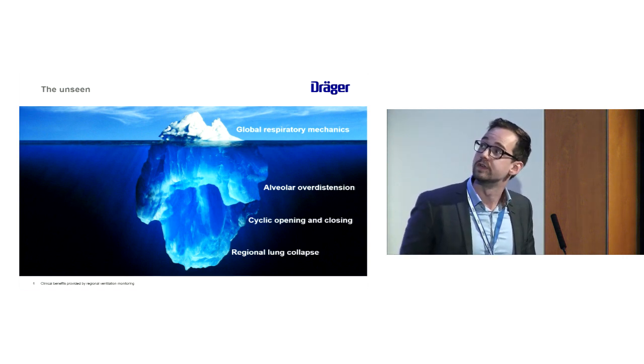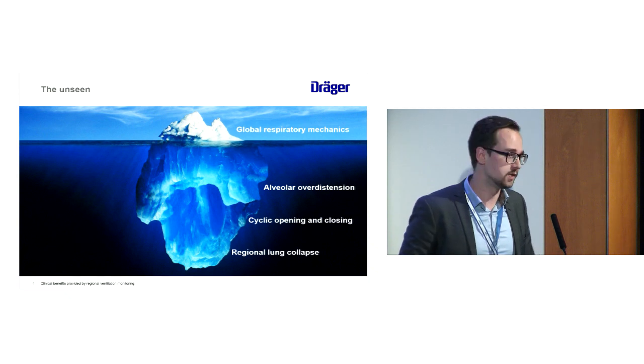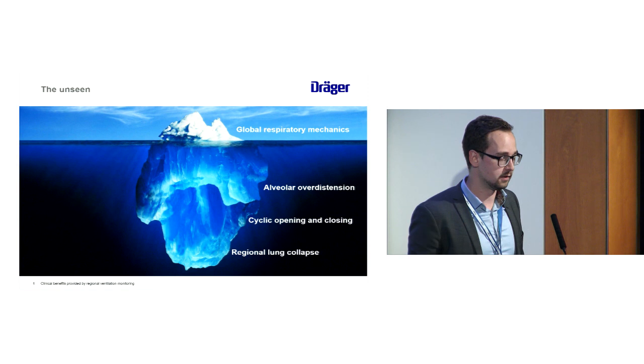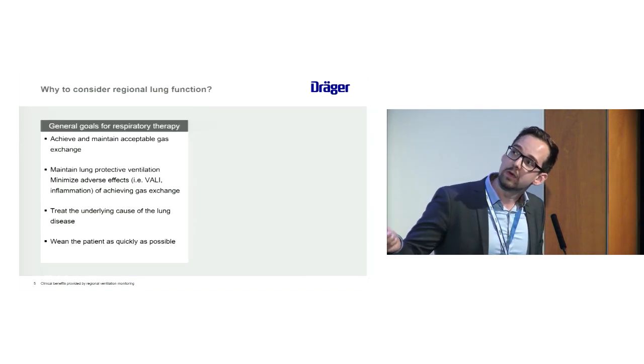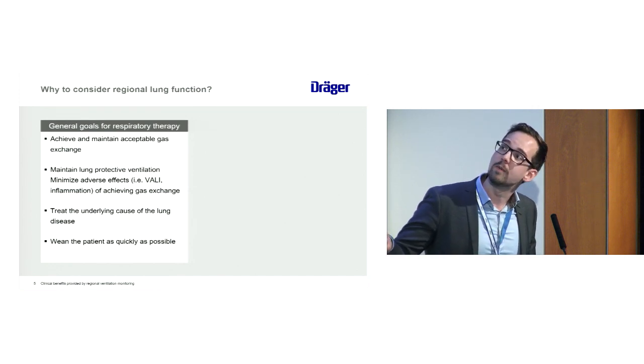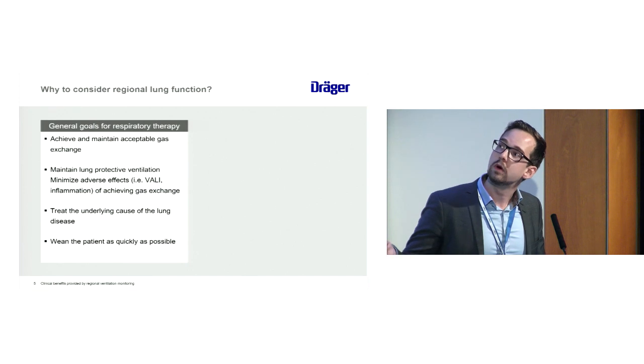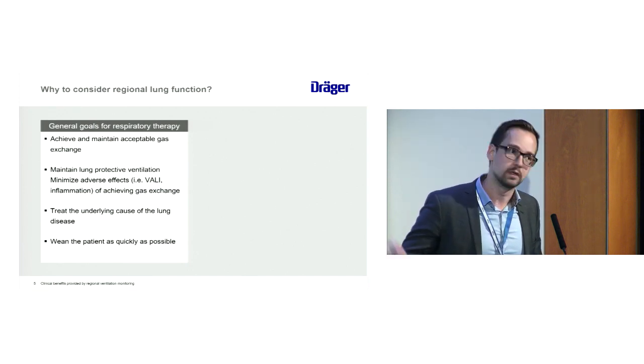So alveolar overdistension, cyclic opening and closing, and also regional lung collapse. All things that have been mentioned during the other talks as well. So I think I don't have to describe all the general goals for respiratory therapy. Much more, it's interesting to see what we can face.